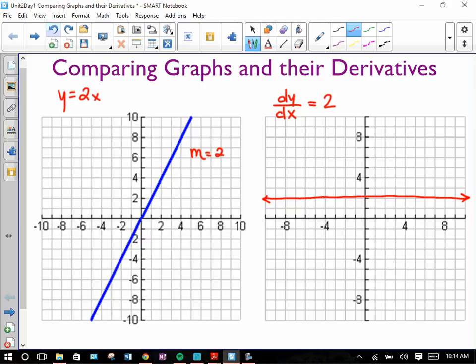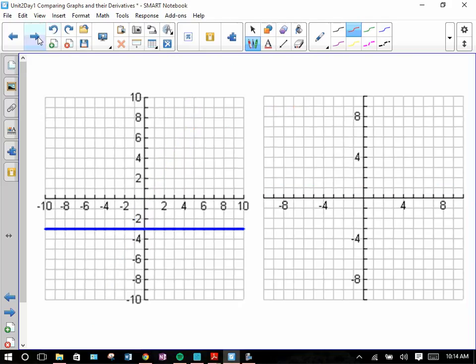Right, so here's another one. Here we have a constant function, right? And look at this, you have the line y equals -3. Okay? What is the slope of this line right here? The slope of this line is 0, correct? Always 0. Every x value, the slope is 0.